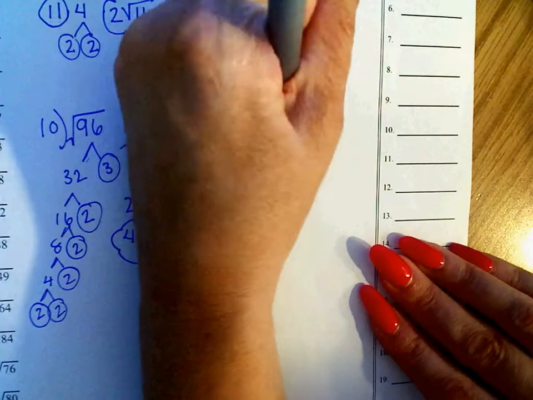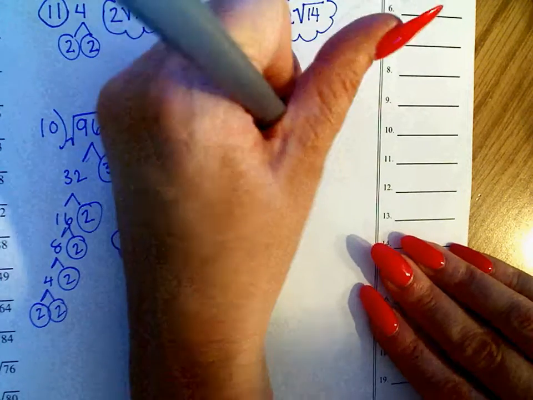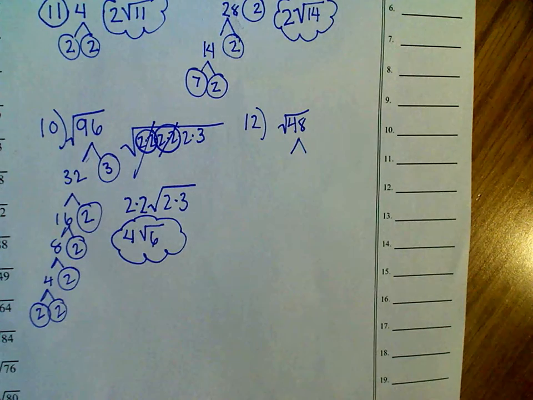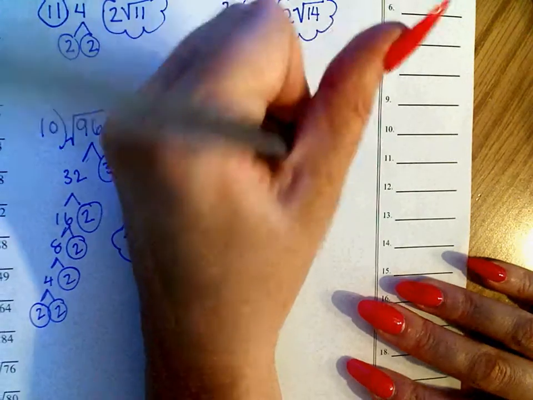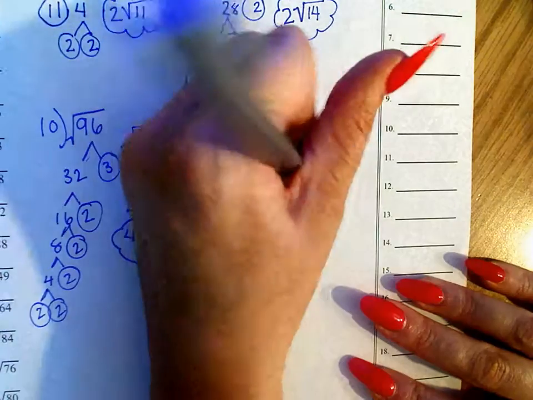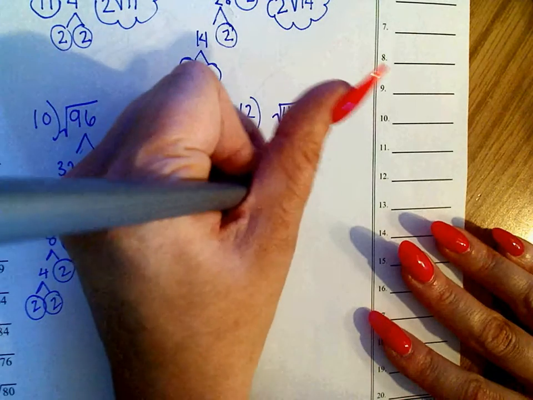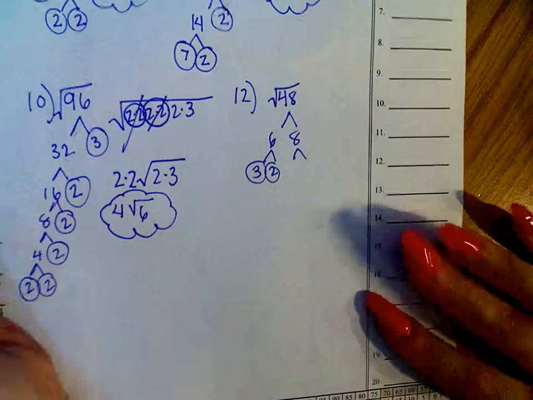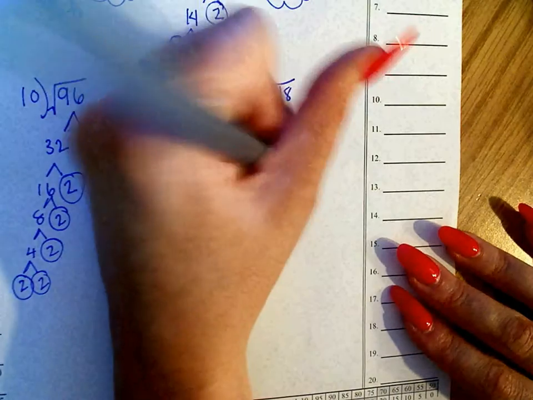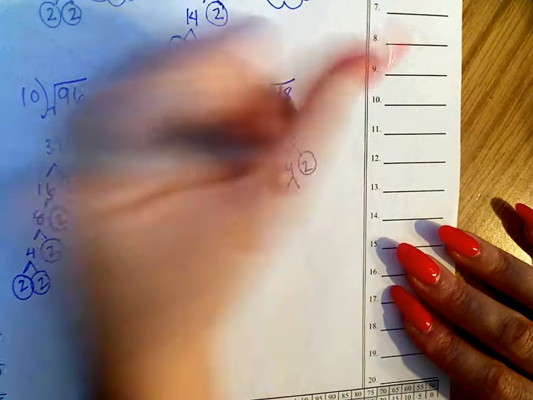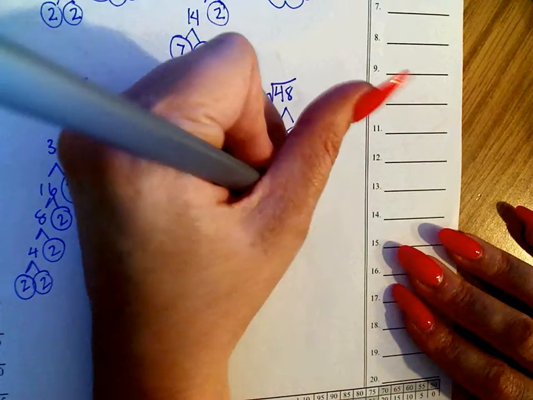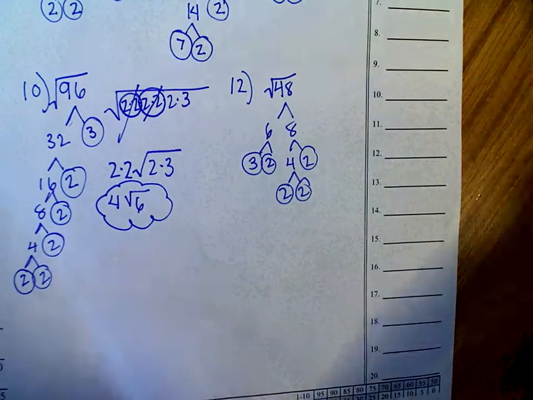Okay. Last one, number 12. Square root of 48. Now you can do 24 times 2, but I'm going to do 6 times 8. 6 is 3 times 2. 8 is 4 times 2, and 4 is 2 times 2.